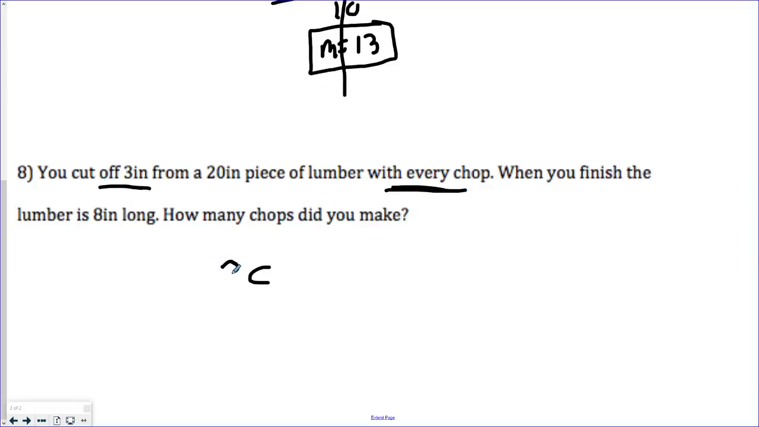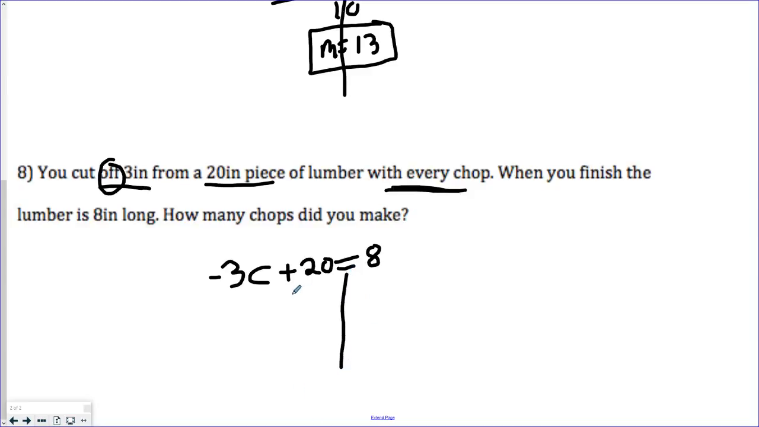So 3 is going to be with the C, and it's 3 inches off. So you're losing the 3 every time. You're cutting off 3 inches every time. So that's a negative 3 with the C. From a 20-inch piece of lumber. So that means that you started with 20 inches. So that means I'm going to add 20 because it's the starting amount. It's something that happens once. I start with 20 inches, I lose 3 every chop, and at the end, my total amount is 8 inches when I'm finished. So how many chops did I make?